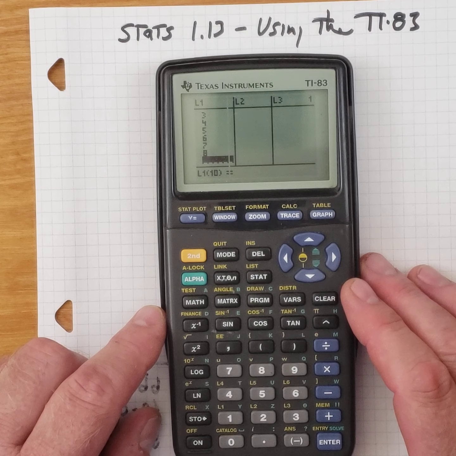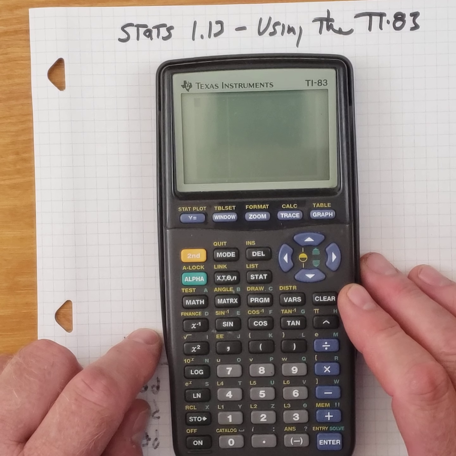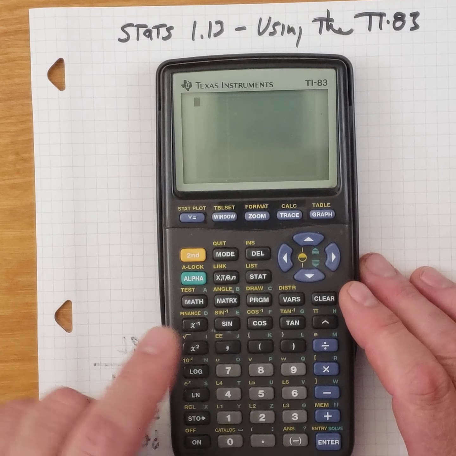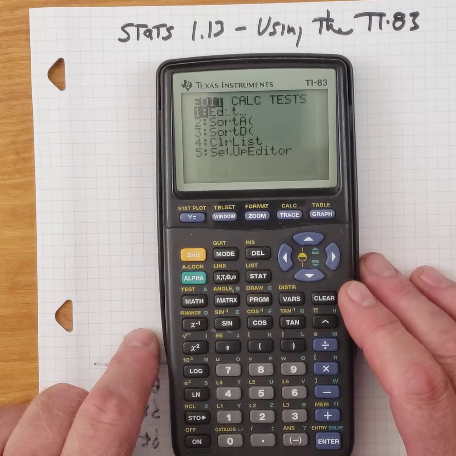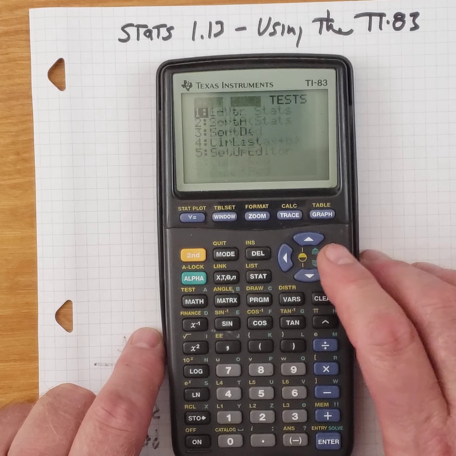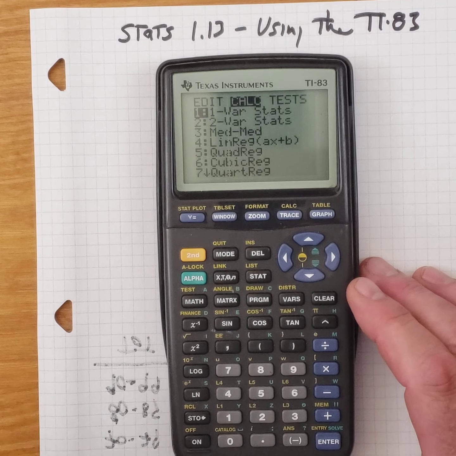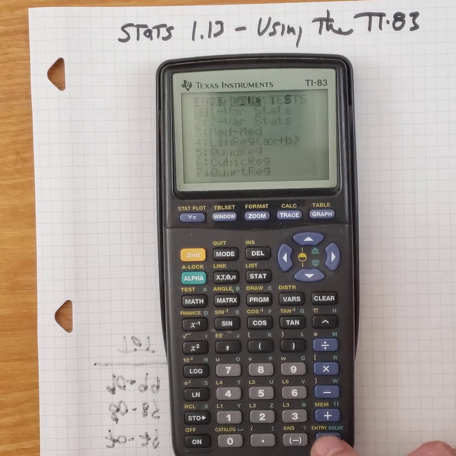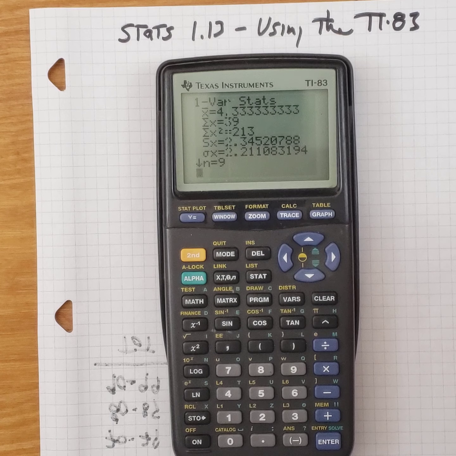I want to go back to the home screen. Second, quit. That puts us at our home screen. And we want to calculate our statistics. So we're going to go to stat, and this time over to calc. And the first choice is one variable statistics. That's what we want. We hit enter to go back to the home screen and select one variable statistics. And then we hit enter again to execute the one variable statistics. And it gives us our list here.